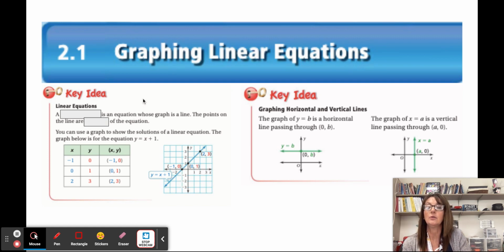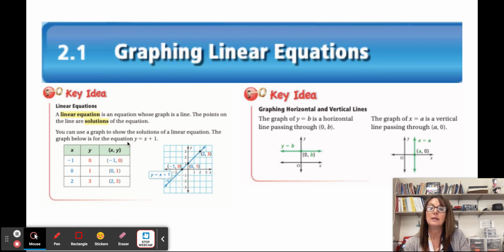Our key idea over here: a linear equation is an equation whose graph is a line. The points on the line are what we call the solutions of that equation. So every point on this line, even the ones that aren't highlighted in black, anything touching that line would be a solution to the equation they gave.